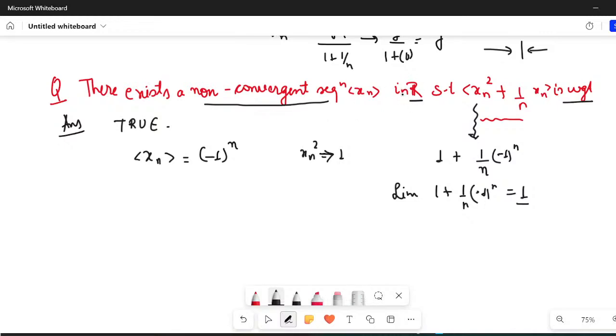Xn in R means you are given any real sequence. So yes, this indeed is a real sequence. It indeed is a non-convergent sequence. And if this is a non-convergent sequence, then xn squared plus 1 upon n xn is indeed convergent. So I hope till now everything is clear to you.